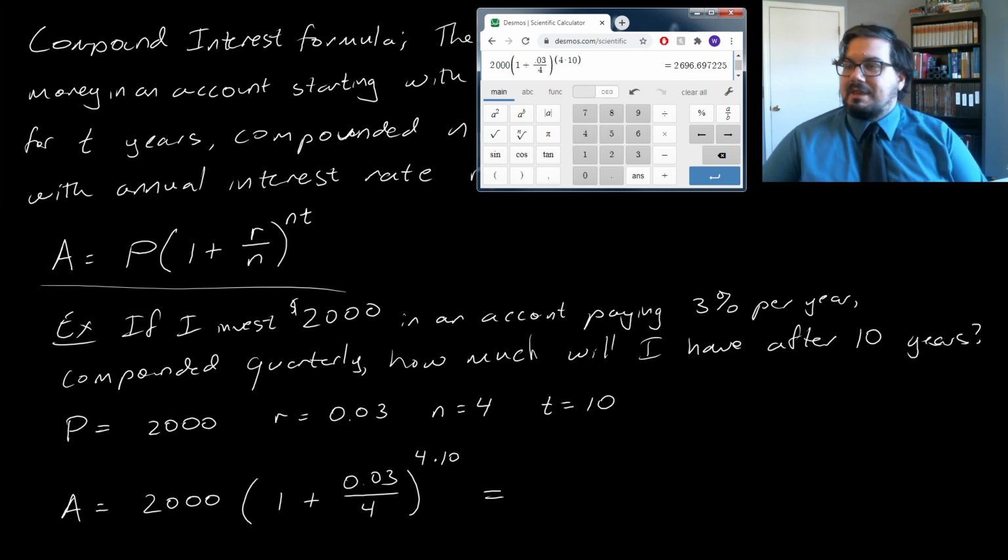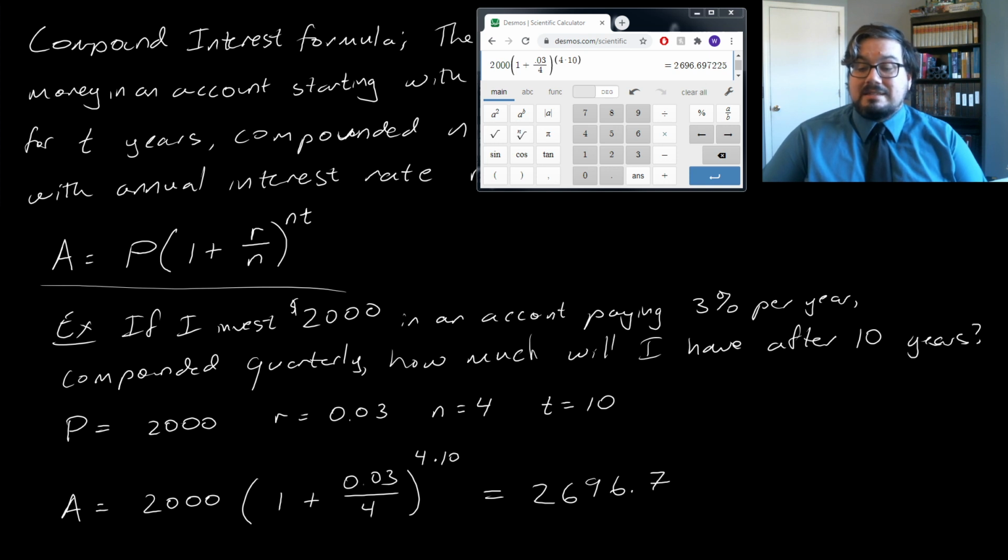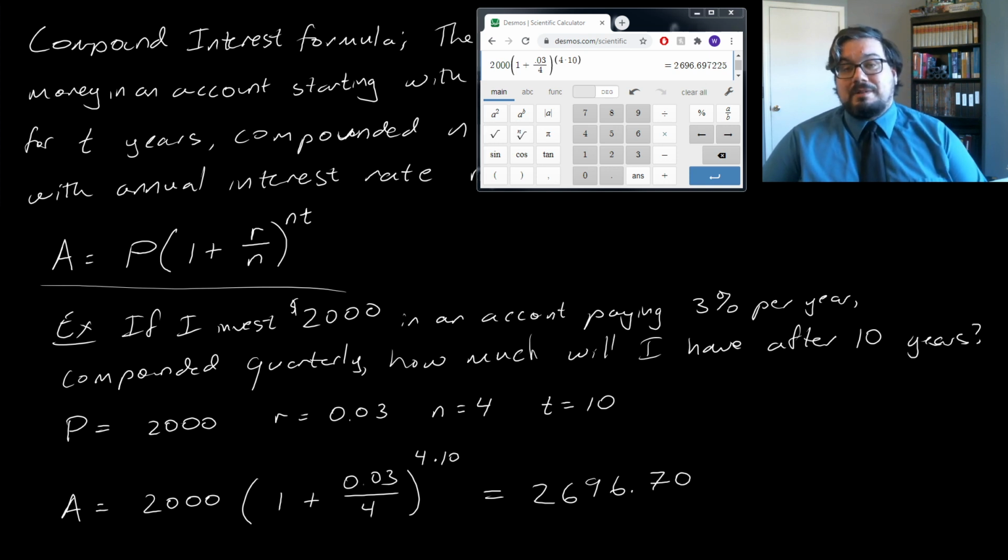So we can see from the calculator that this whole expression here gives us 2,696, and because this is in money, we want to round to 2 decimal places. We want to round to the nearest cent. So this tells us that after 10 years, investing money in this account, we will have $2,696.70.